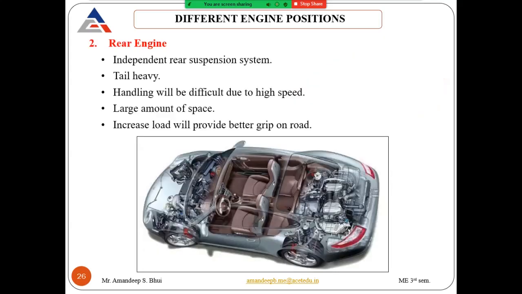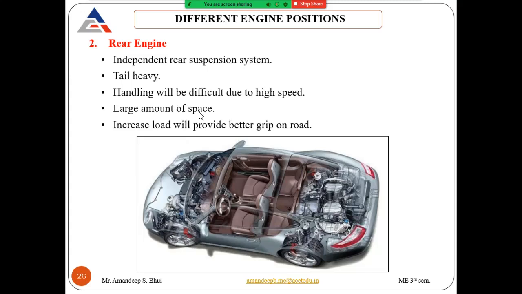Now, the second type of configuration is where the engine is put at the back of the car. It is known as the rear engine drive. In this case, the engine is placed at the back of the car or in the boot. With an independent rear suspension system, the tail becomes heavy. Obviously, if the engine is placed at the backside, the backside of the car will become heavier. Handling is difficult at high speeds. So that is a problem with rear engine drive, that car handling becomes difficult at higher speeds.